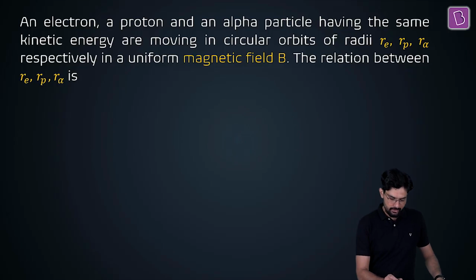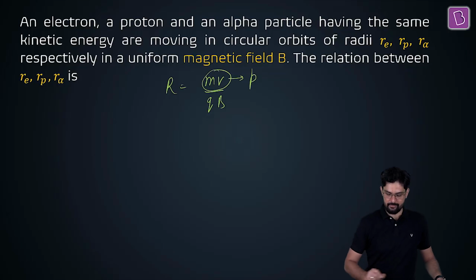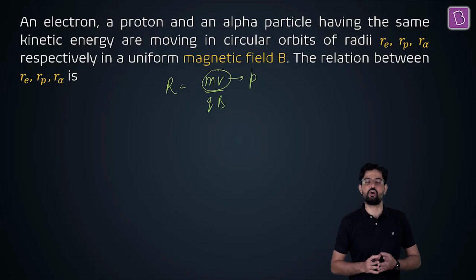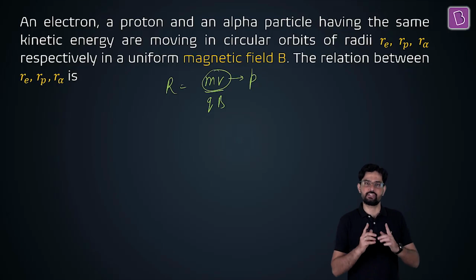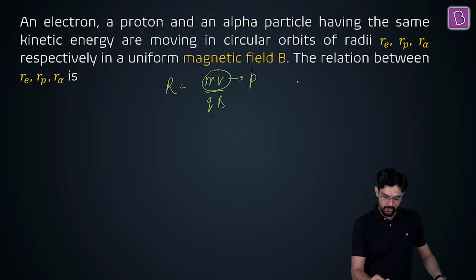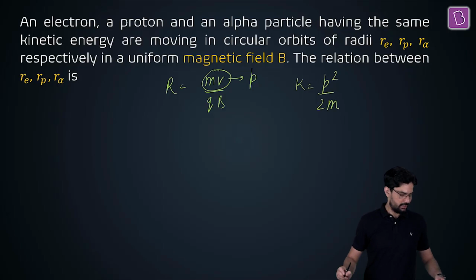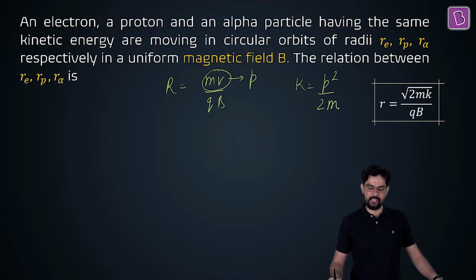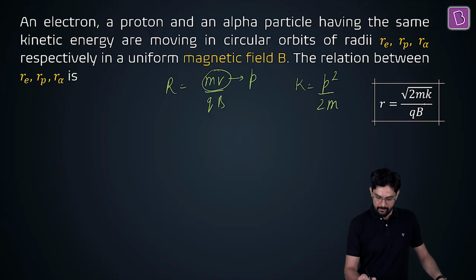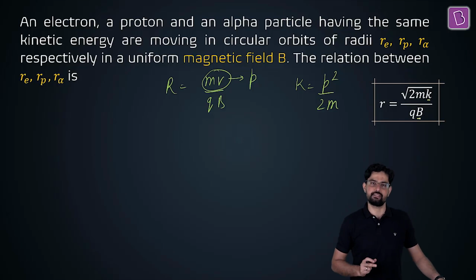So you know that radius is equal to mv upon qB, right? Where mv is the linear momentum, that is p. But the linear momentum is not constant. The kinetic energy is constant. And we know that K is p square by 2m. Using these two, we have the standard formula for radius, that is under root 2mK divided by qB, where K is constant and B is constant for all three particles.